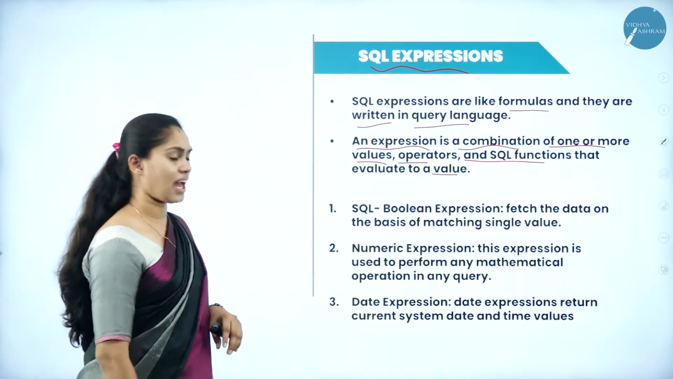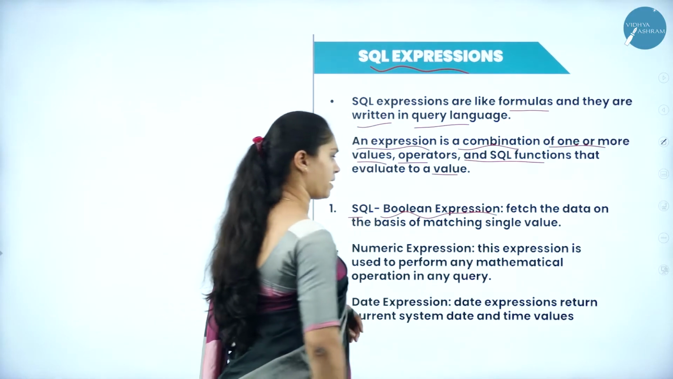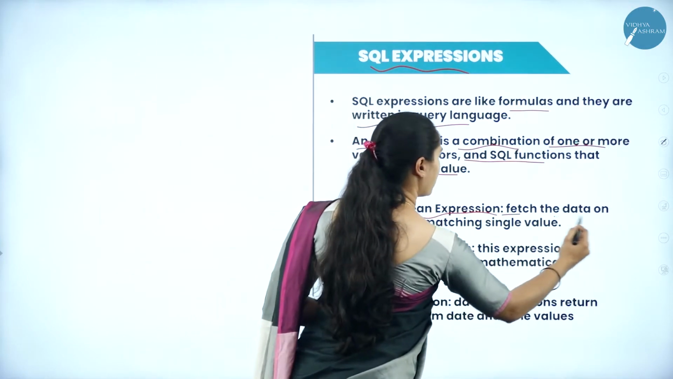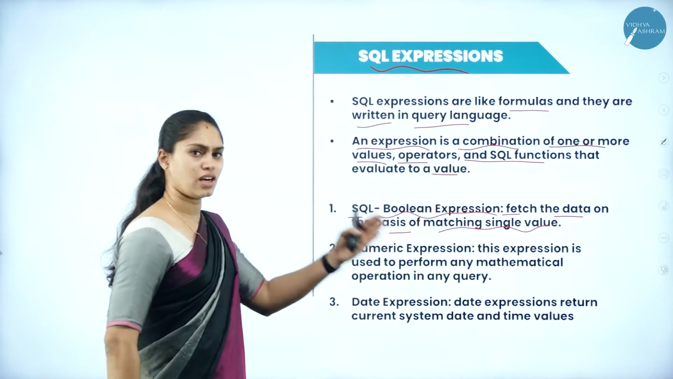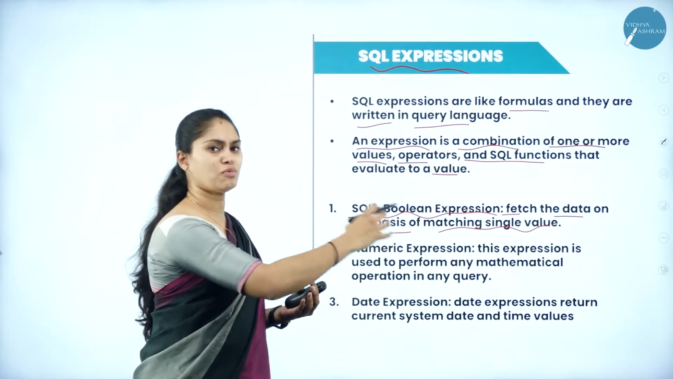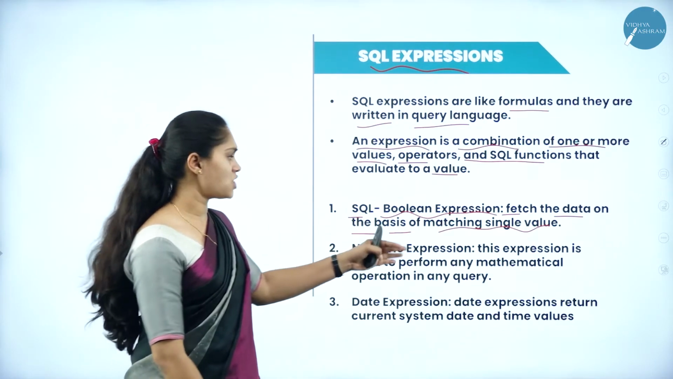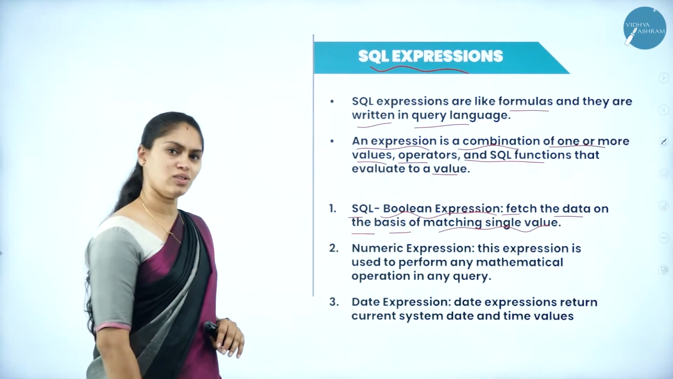What are the types of SQL expressions? It includes the SQL Boolean expression. Boolean means either true or false. Here it fetches the data on the basis of matching a single value, whether it is true or false. If it is true, some value will be accessed. If it is false, another value. So the Boolean expression takes place based on a match of a single value.